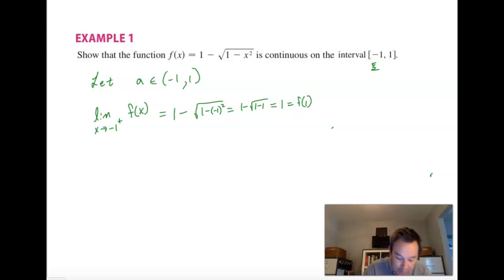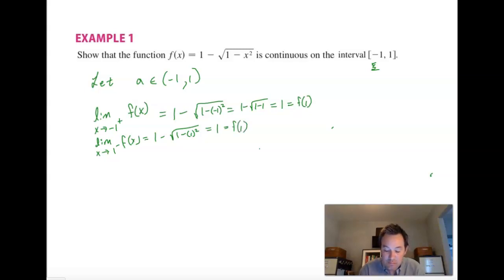For the left-hand limit, I'll take the limit as x approaches positive 1 from the left. I'll do the same thing there. That's 1 minus the square root of 1 minus 1 squared, which is 1, which is also equal to f of 1. And I'm sorry, I just realized I said f of 1 up here. Hopefully you caught my mistake. On this one I meant equals f of negative 1, because that's what we were testing. But on this next one, we are approaching 1 from the left.